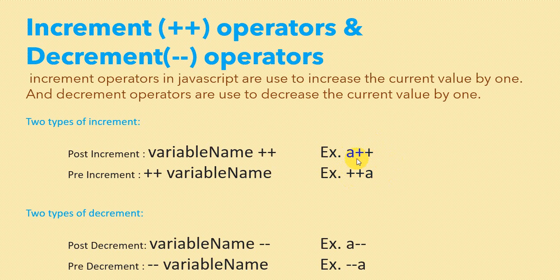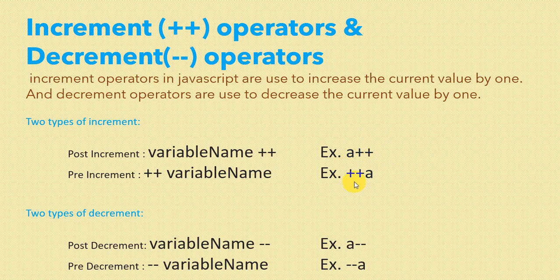But post increment means first it will display the current value, then it will increase the value, means the process will continue, but you will not see the result. So to see the result you have to check the value of a one more time. In the second time, after addition, you can see the value of a has increased, but in the first time it will display the current value.